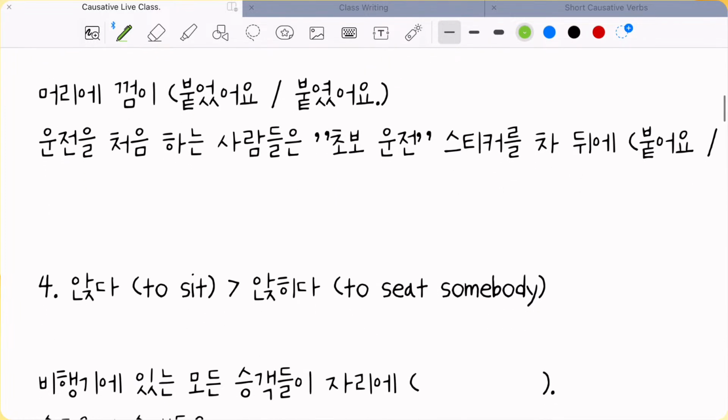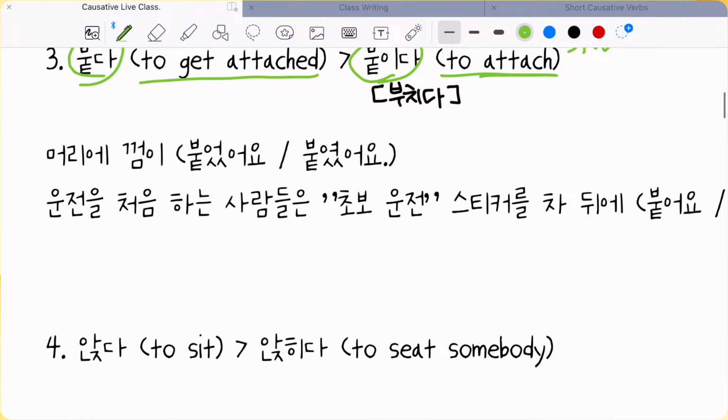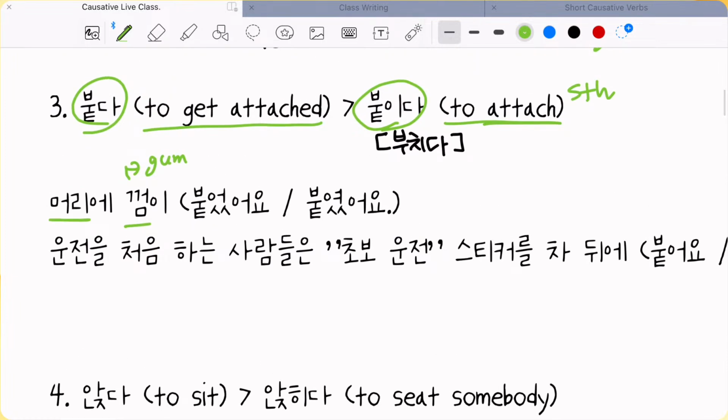So, okay. So how would you say 머리에 껌이 붙었어요? 머리에, on my hair, in my hair. Gum is gum. 껌이. So I got gum stuck in my hair. So basically gum got attached to my hair. How would you say that? 그렇죠. 붙었어요 라고 하면 돼요. 붙었어요.